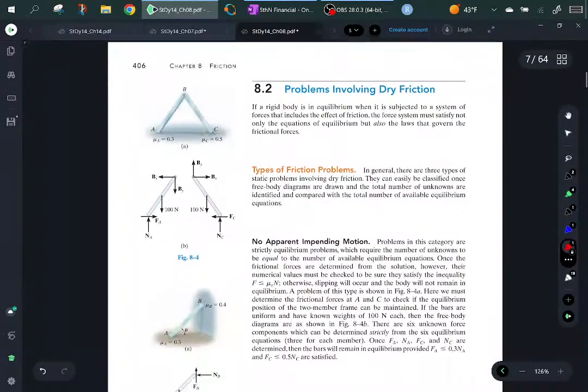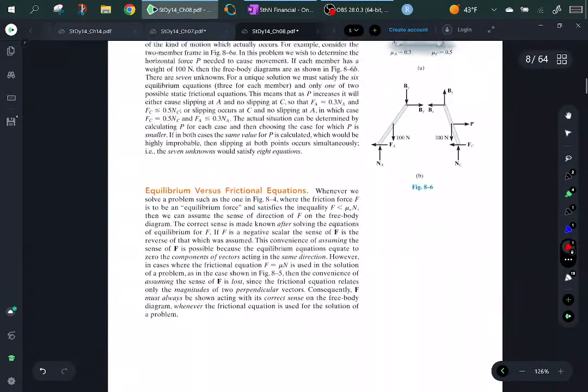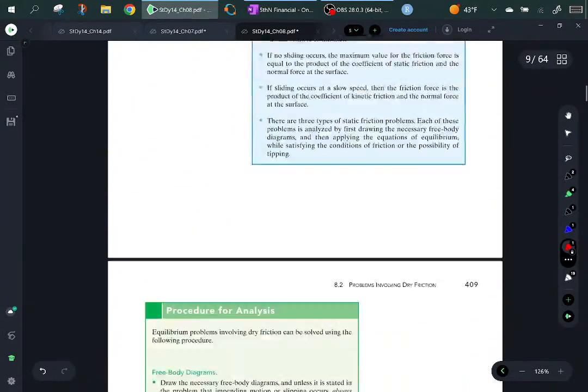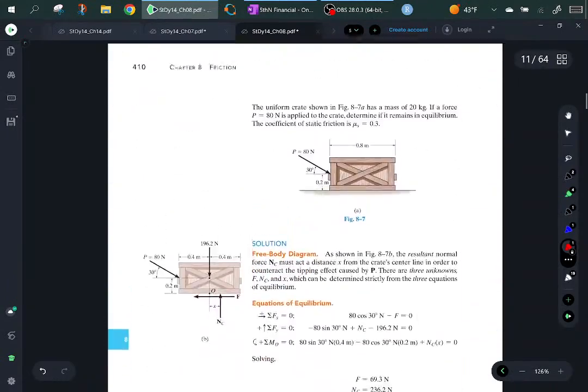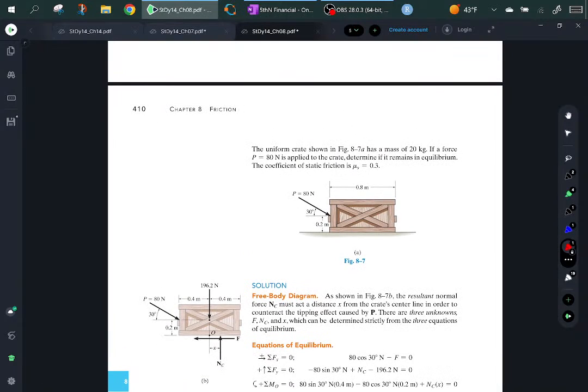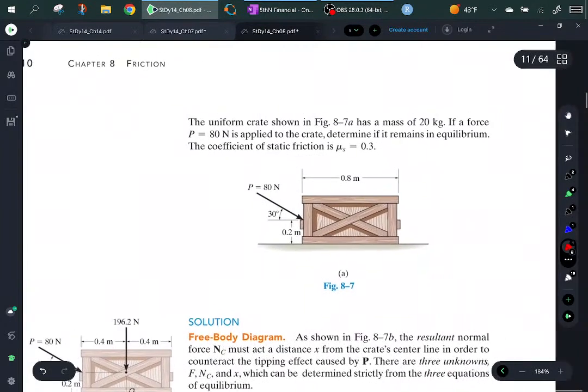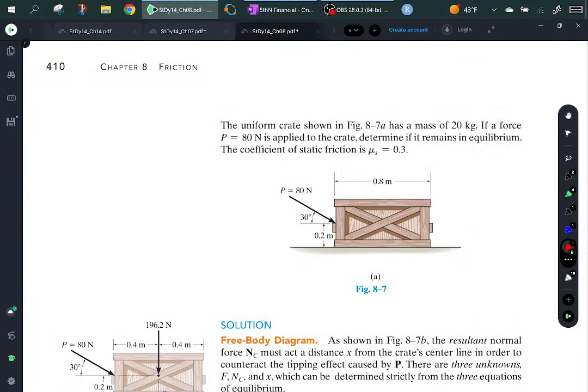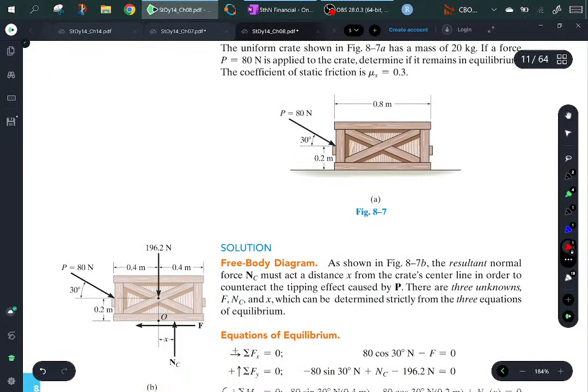Okay, so problem, let's see. I just want to do a simple one first. Okay, so let's just look at this one. So he has a crate, it's 20 kilograms. The force applied is 80. And determine if it remains in equilibrium. Remains in equilibrium means that this force here is offset so that it's not moving.